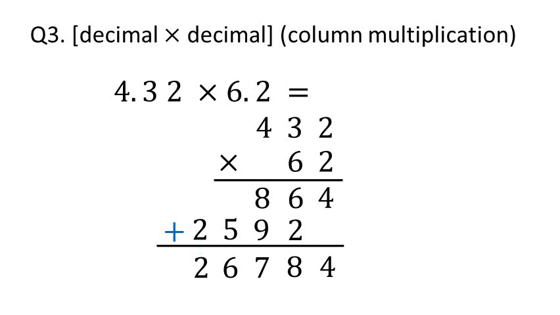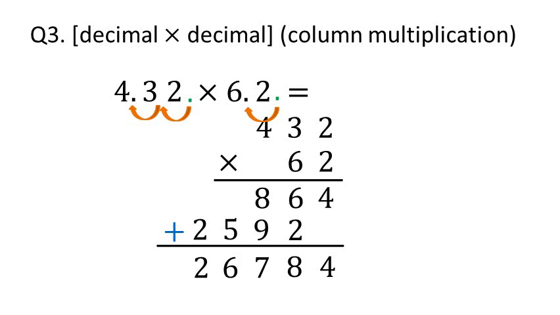The original question was 4.32 times 6.2, but we did 432 times 62. Since 432 is a whole number, we can place the decimal point at the right end. To change 432 to 4.32, the decimal point was moved 2 places to the left. In a similar way, 62 has the decimal point at the right end. To change 62 to 6.2, the decimal point was moved 1 place to the left. This means that we need to move the decimal point 3 places to the left.